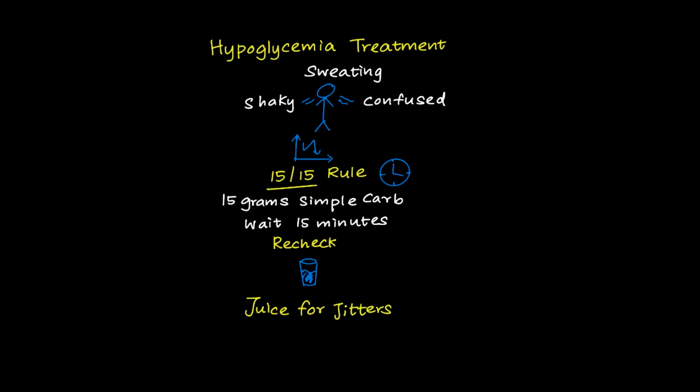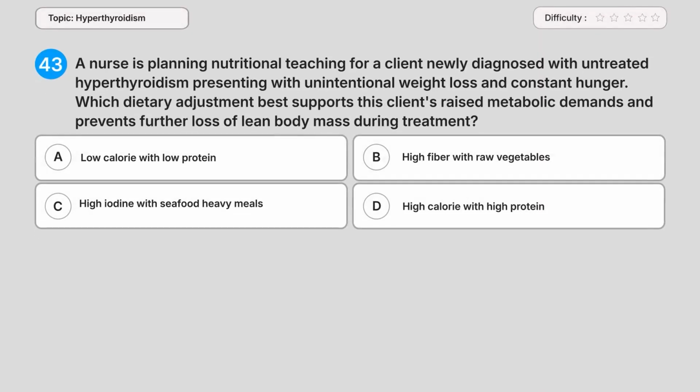Here's a D440 OA exam tip for you. When the question describes sudden sweating, shakiness, and confusion in a diabetic, reach for fast, simple sugar. Quick recall hook: juice for jitters.